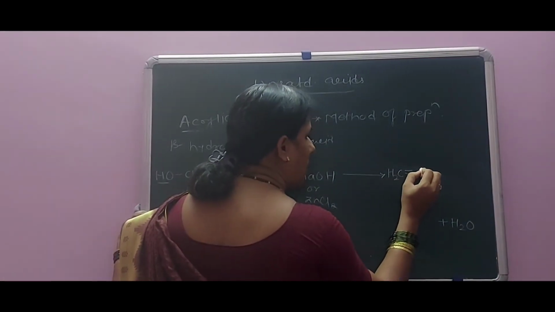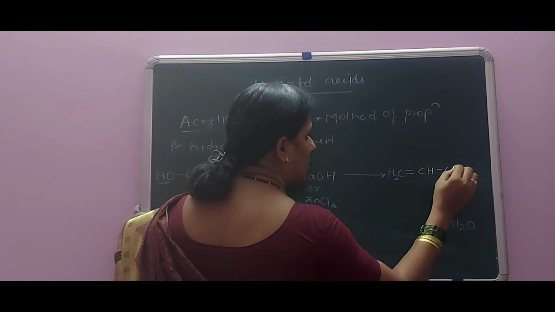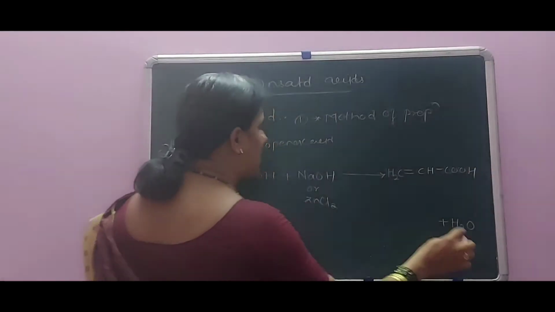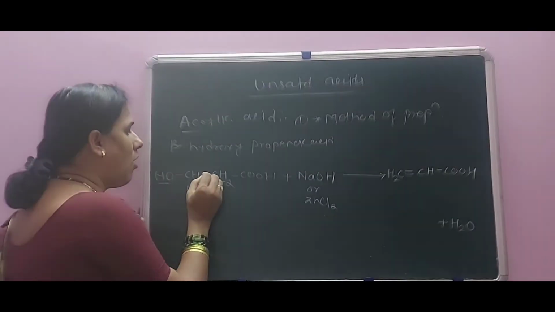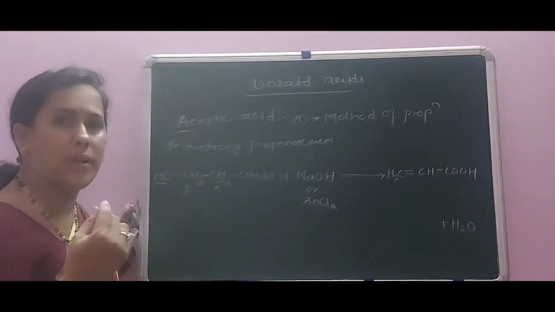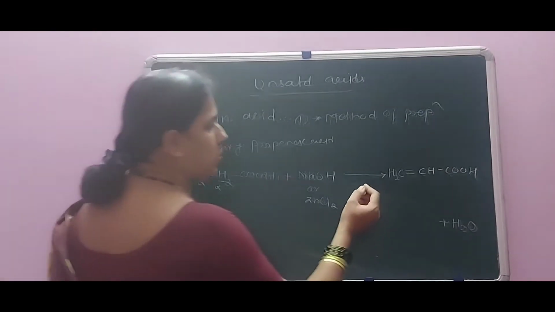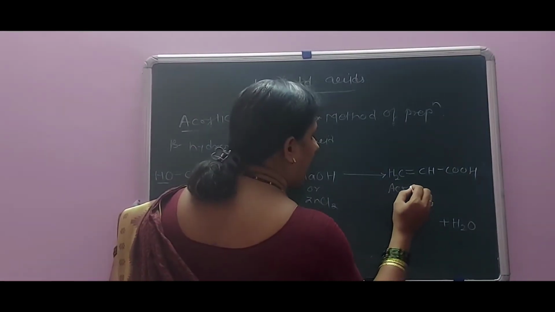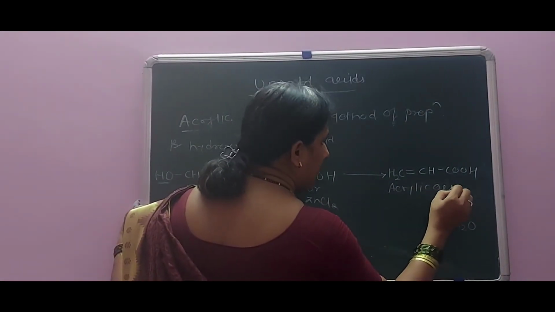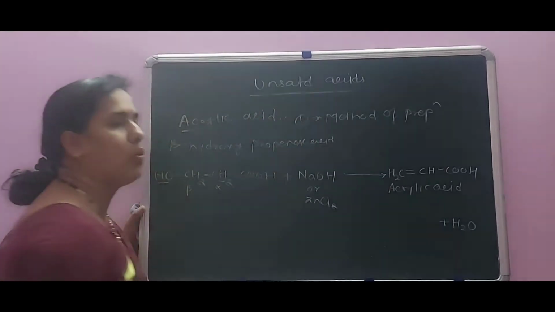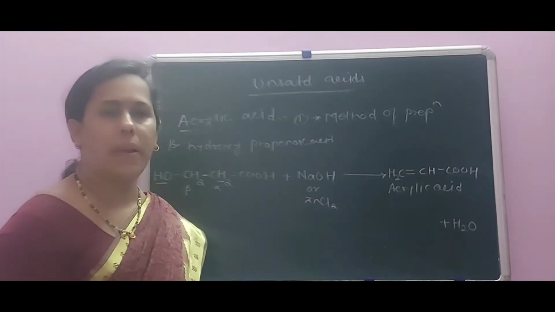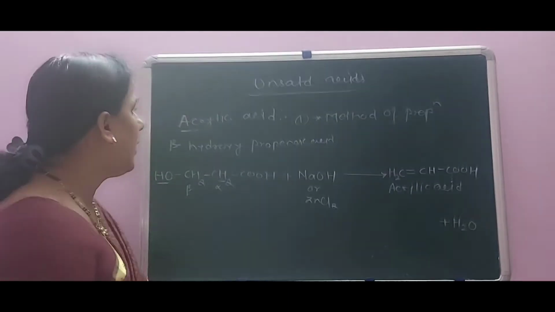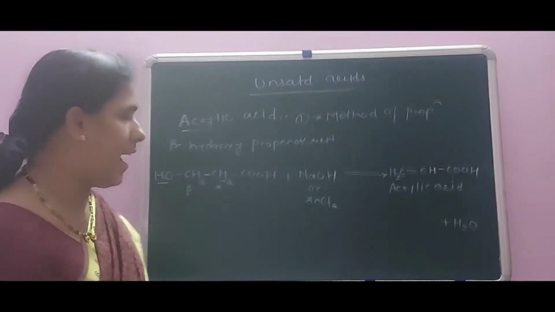CH2=CH-COOH plus a water molecule. This is OH, this is H. Therefore, instead of this second bond, a double bond occurs. There is formation of acrylic acid, with removal of a water molecule. Thus, we have explained the two methods of formation of acrylic acid.